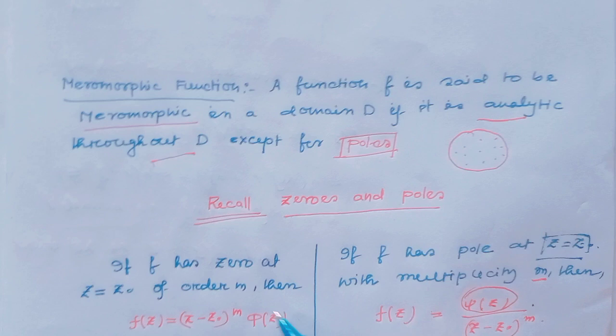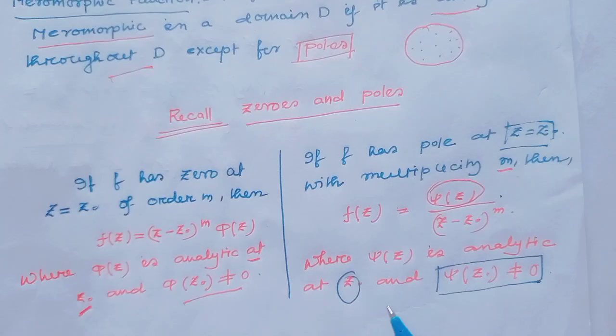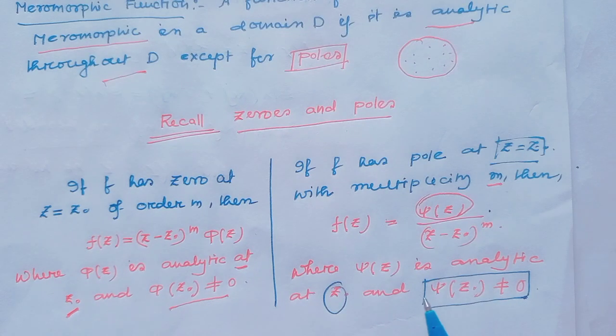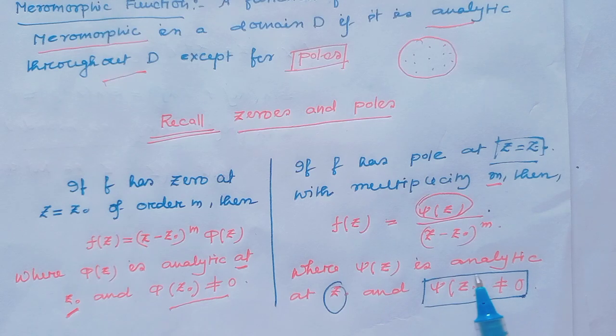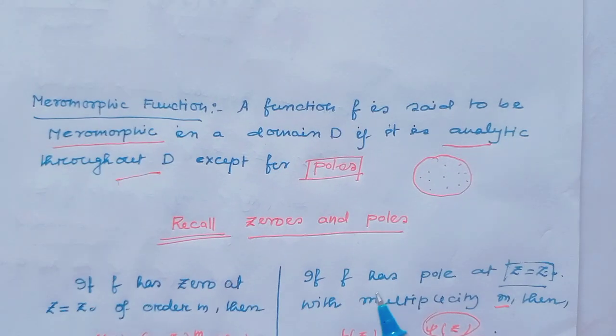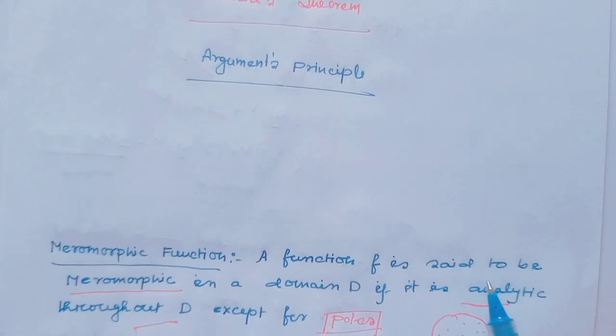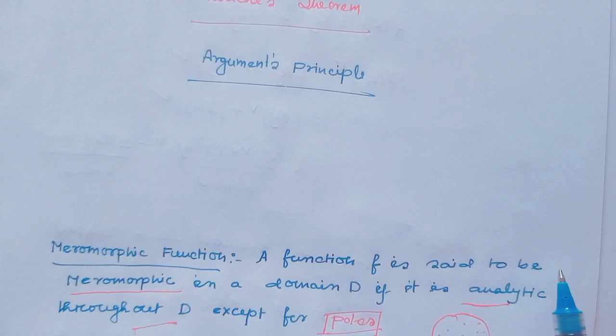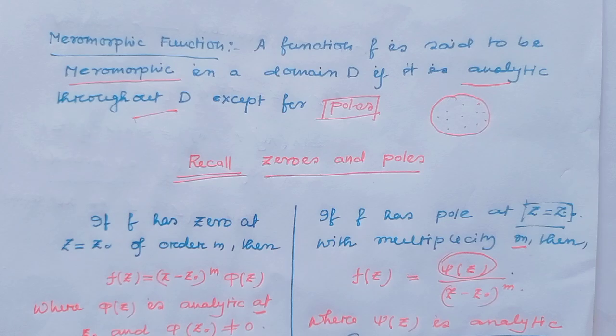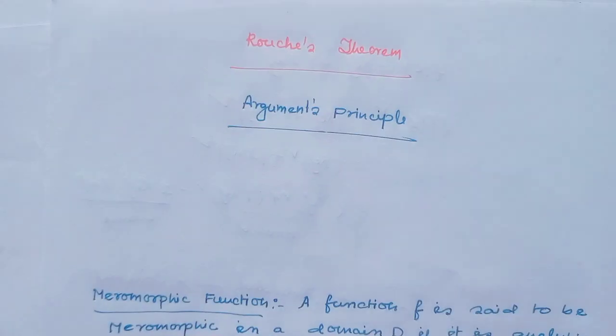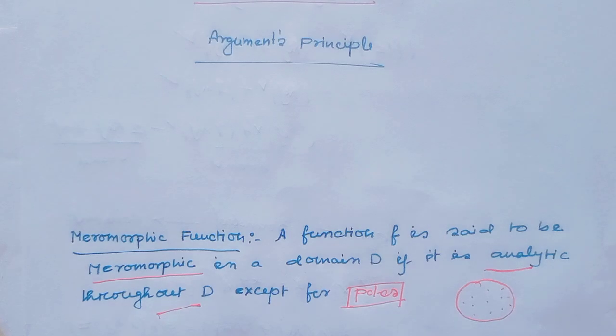Because in the argument principle, zeros and poles will be used. The argument principle depends on zeros of a function, poles of a function, and meromorphic functions. So just recall these three parts. The argument principle is very important for competitive exams like CSIR NET and GATE. So just recall meromorphic function, zeros of a function, poles of a function. Okay, now let's see the statement of the argument principle.